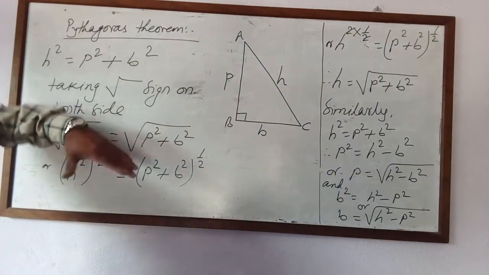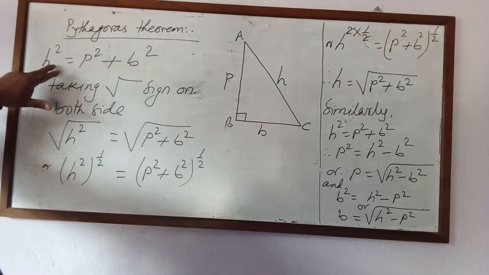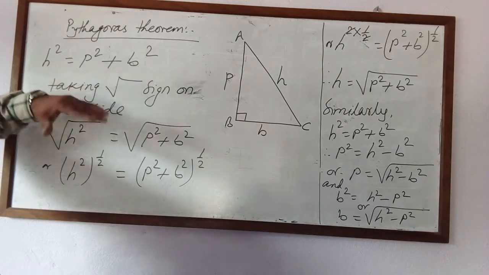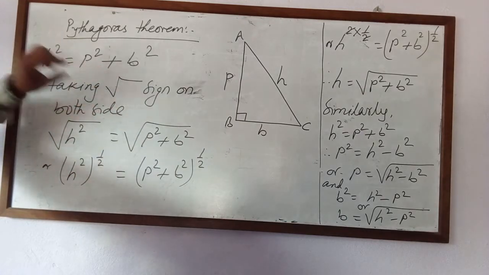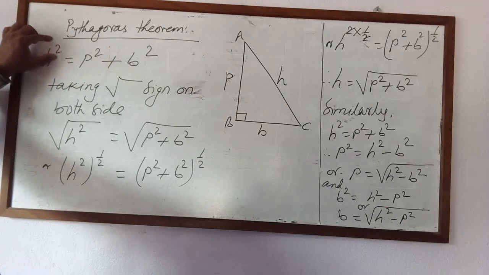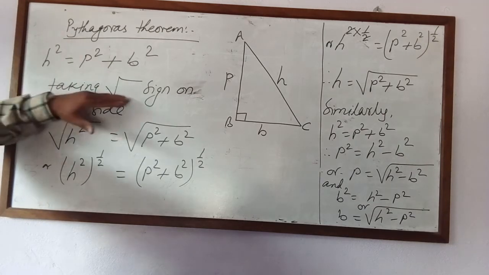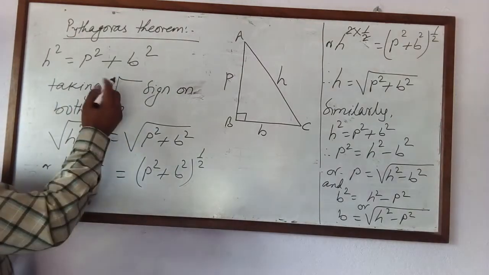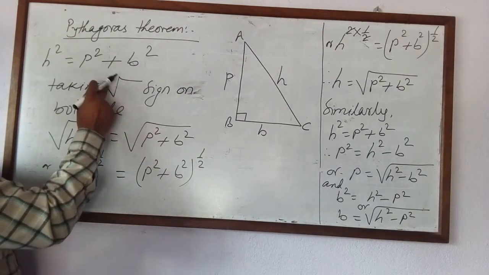Okay, how to simplify this? Now there is h square equals p square plus b square. Now h square equals this. How to remove this square? Taking root sign on both sides. Root sign means here is power 2, here is also 2.